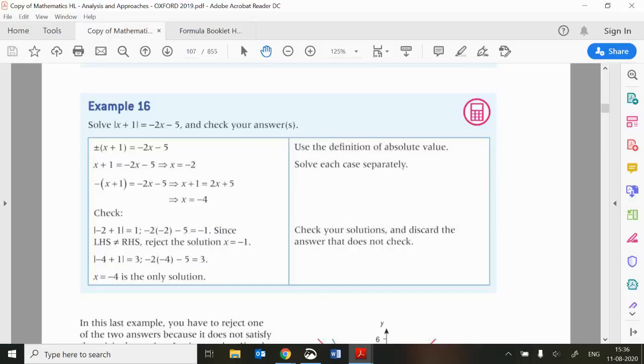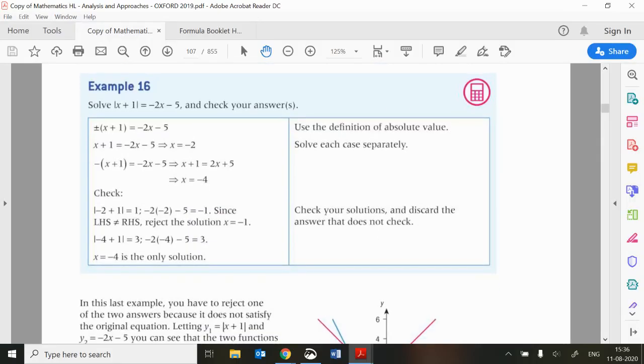That's exactly the way in which the book deals with things as well. It says check with the left-hand side, essentially check with the right-hand side, and reject if the left-hand side doesn't equal the right-hand side. Okay, so that's one way of doing it.